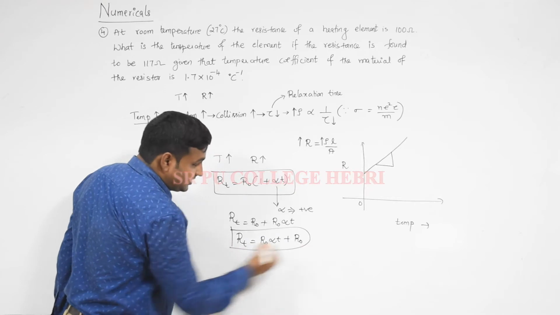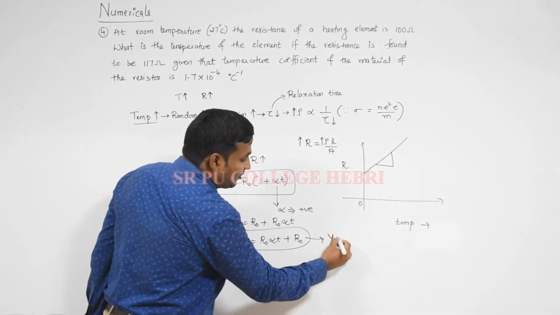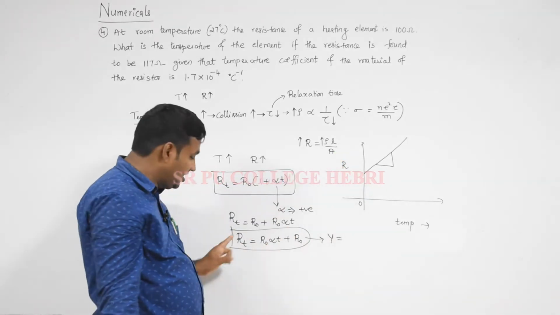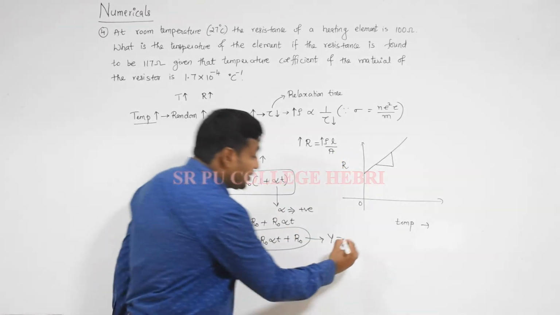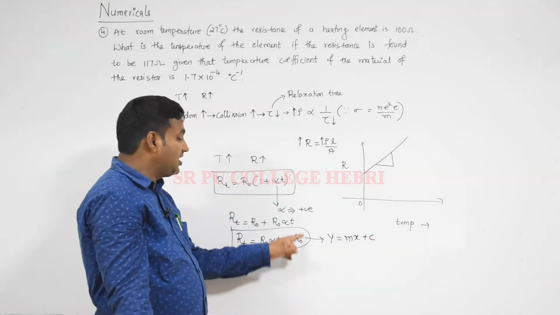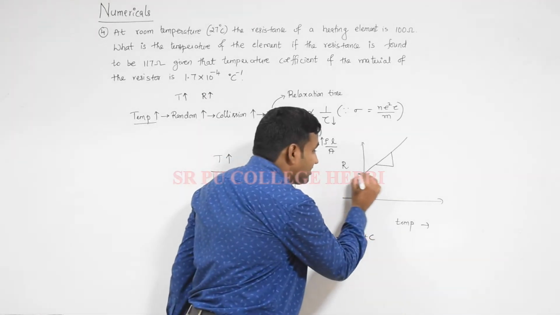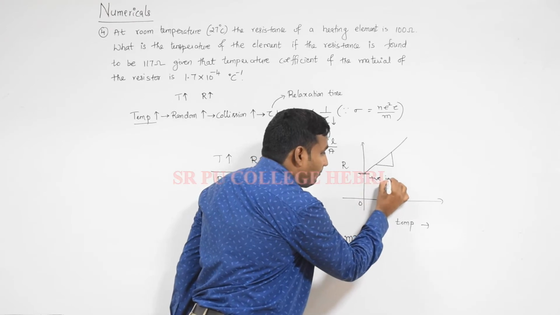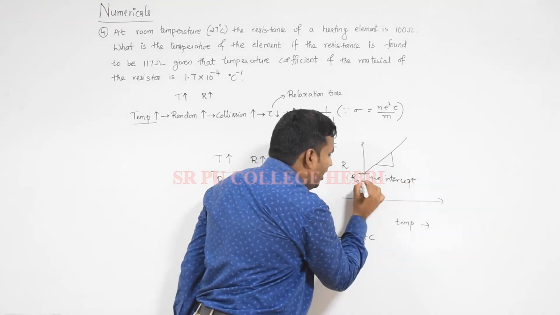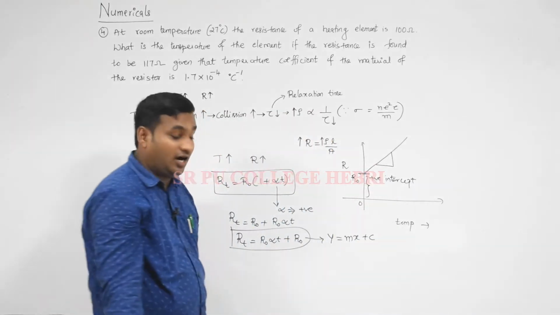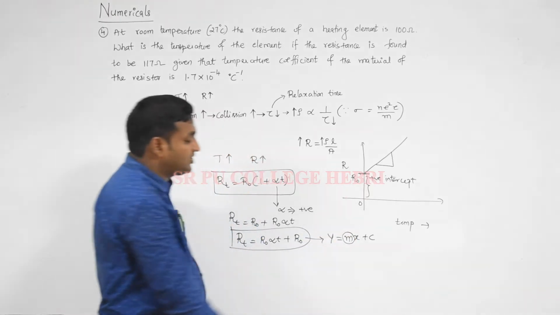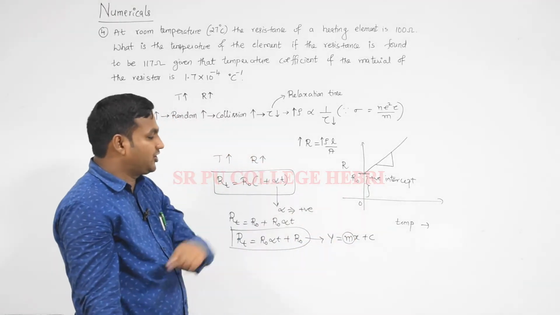This equation is exactly of the form y equal to m x plus c, where y is the resistance R_T taken along the y axis, and it is the representation of a straight line. C is the intercept. This intercept is a positive intercept, and its value is equal to R naught. The slope is m. Remember, y is equal to m x plus c is the representation of a straight line.